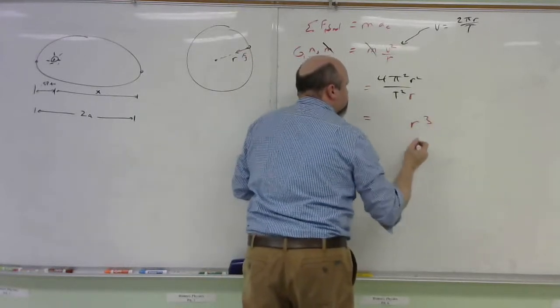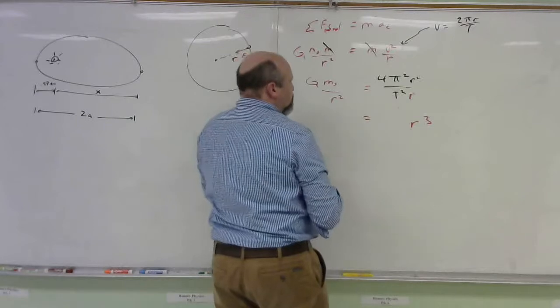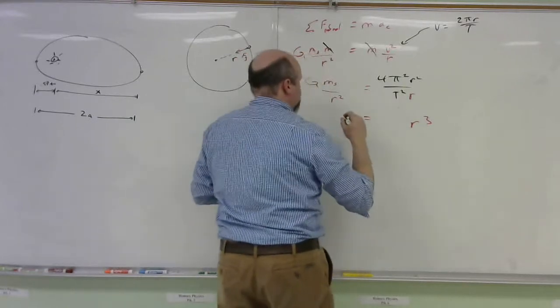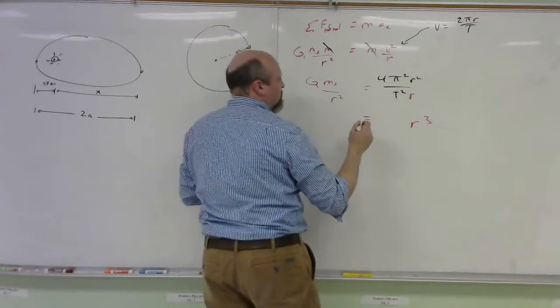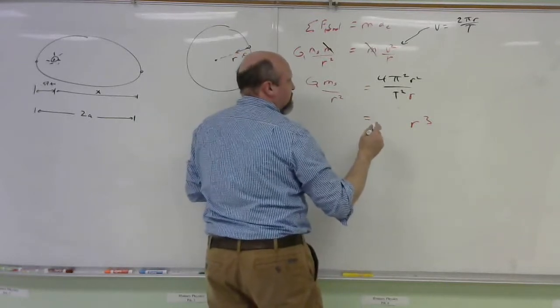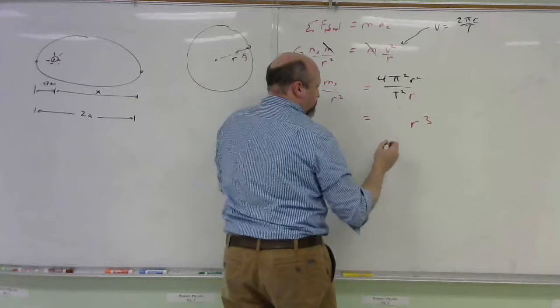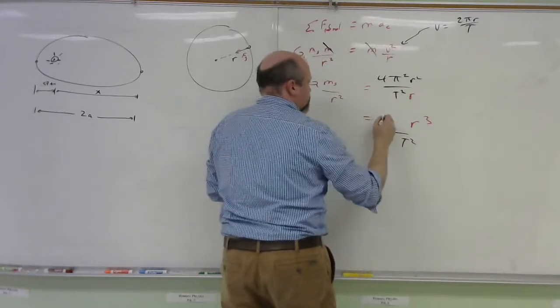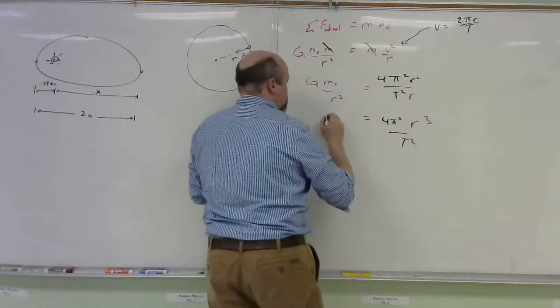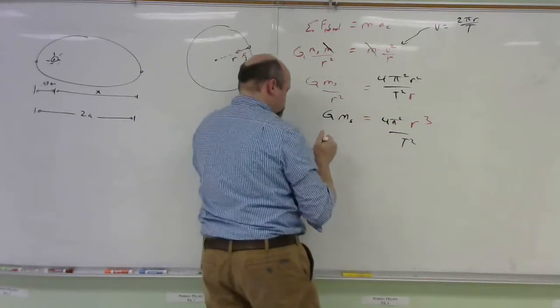So that'll be an r cubed then. I'm going to move, let me go ahead and, there's an r cubed on top. I've got a t squared on the bottom. Okay. And I've got a 4 pi squared, right? I'll just do that for now. G mass of the sun.